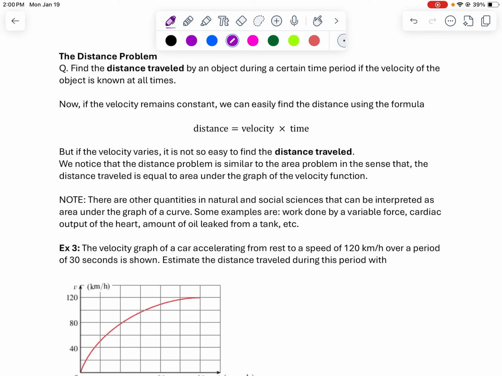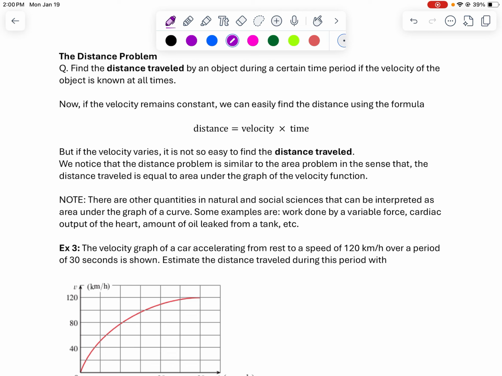And actually there are other quantities in natural and social sciences that can also be interpreted as the area under the curve of a graph. Some examples are work done by a variable force, cardiac output of the heart, and amount of oil leaked from a tank. So these are some examples. There are others as well. So let's look at the next example.